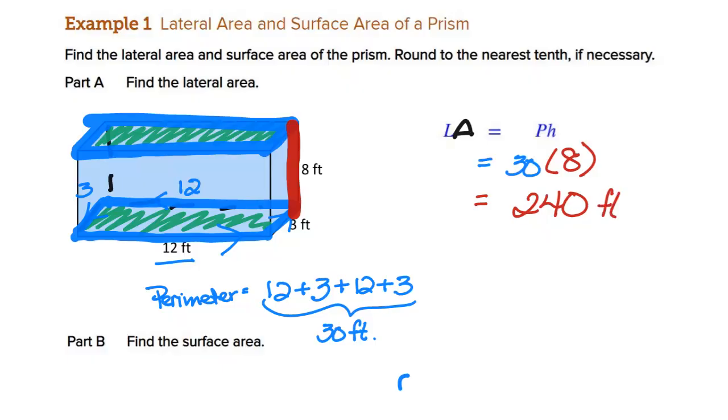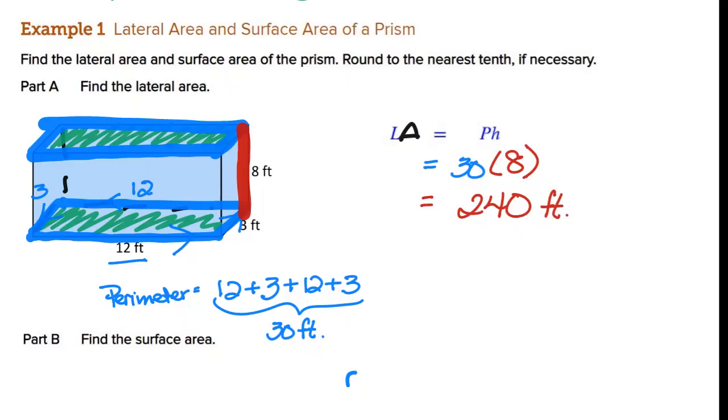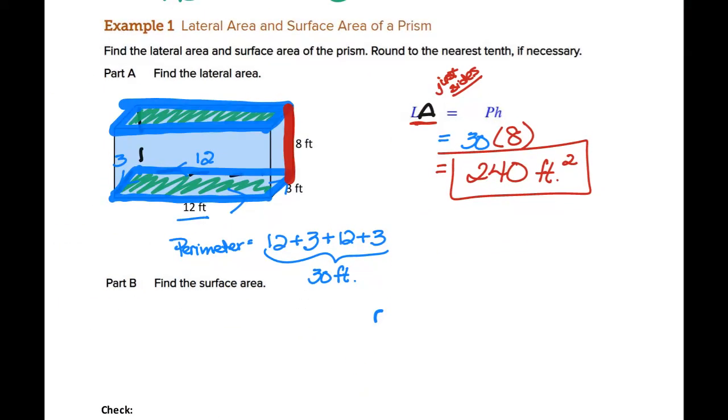feet. Always put your units there. Since it is area, it's feet squared. And remember, this is lateral area, so it's just the sides. We aren't talking about the top and the bottom base yet, just the sides. Any questions on that? Find the two bases, find the perimeter around one of the bases, multiply by the height in between the two.